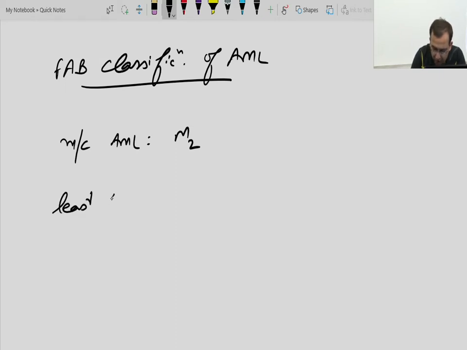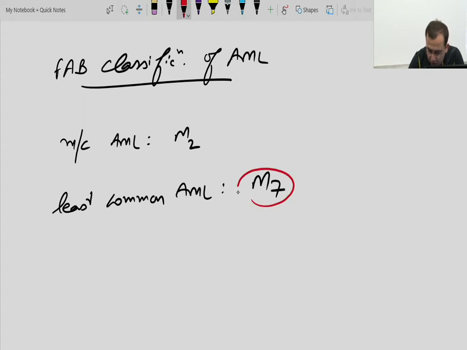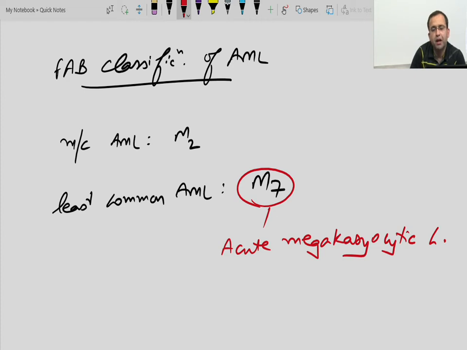Least common AML is M7. M7 is also called acute megakaryocytic leukemia. How do we diagnose M7? It is CD41 positive, CD61 positive.